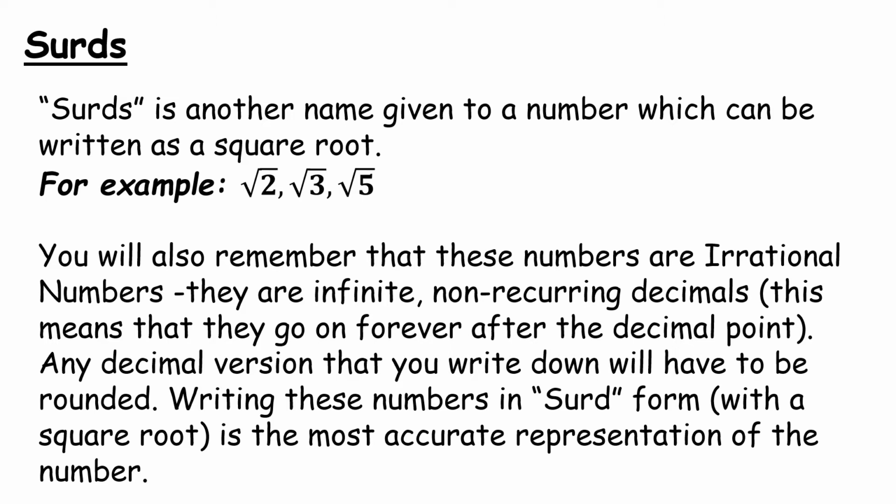You remember that these numbers are irrational, so hopefully you remember that. They're infinite non-recurring decimals, so this means they go on forever after the decimal point and they don't repeat themselves. So any decimal version you write down will have rounding. So using this surd form is the most accurate way of writing the number.